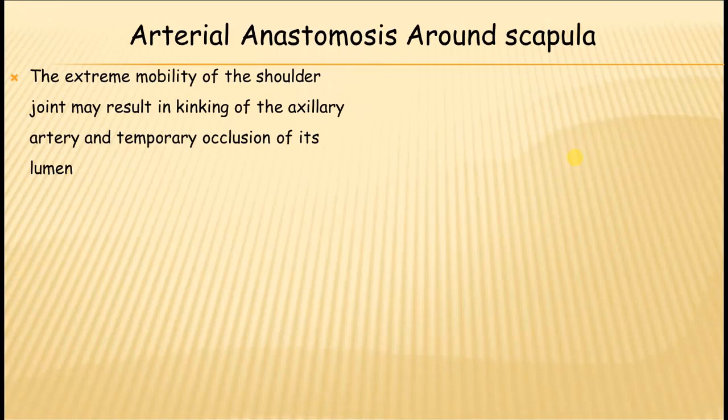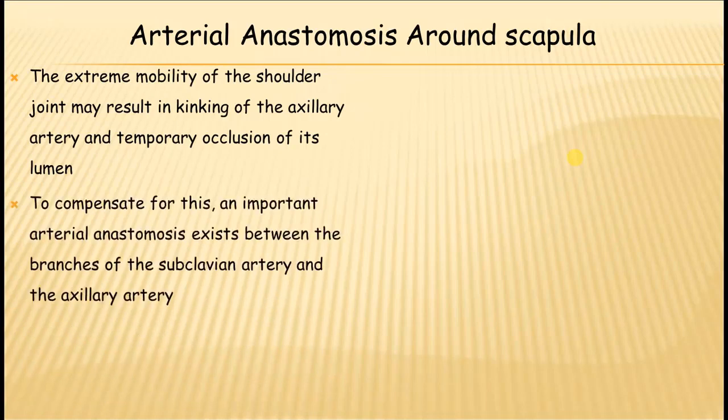The shoulder is a highly mobile structure, with a great degree and range of mobility. So when you move in most directions during various activities of the limb, there is quite a fair chance of the blood vessels getting kinked or compressed. In that case, the blood supply to the limb should not be compromised. For that reason, the anastomosis exists here.